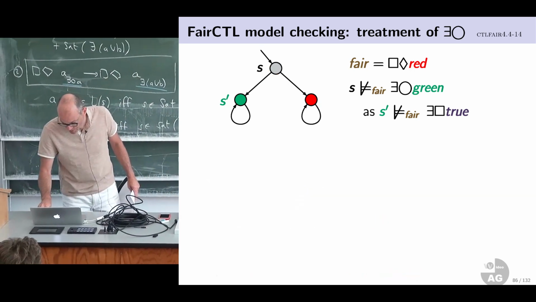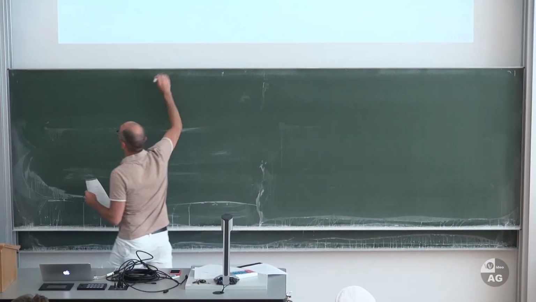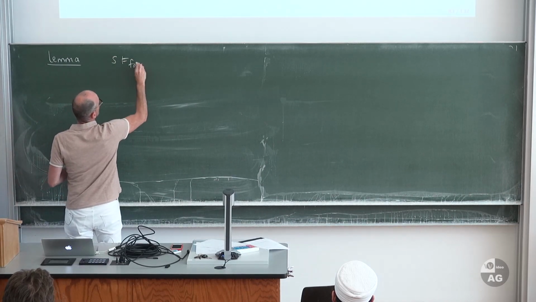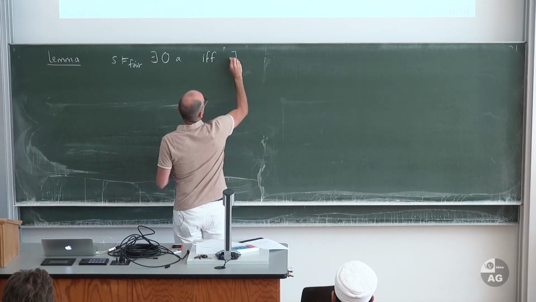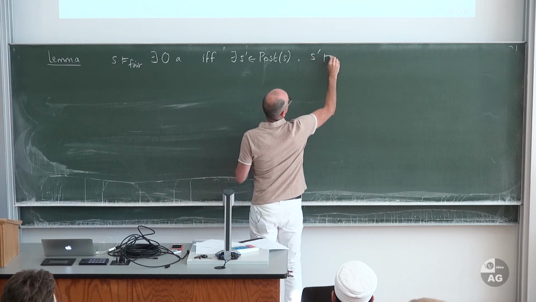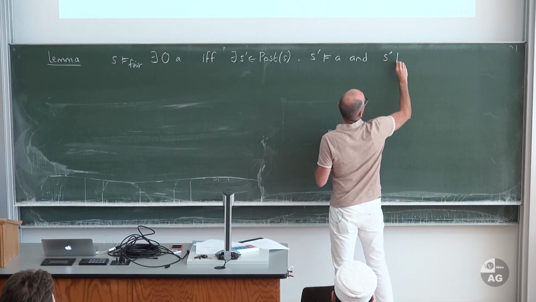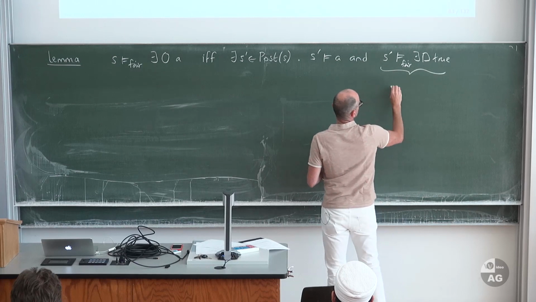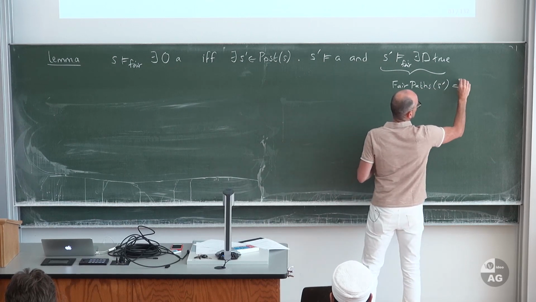Now maybe I make some space. Yeah, I have an empty. So the lemma says the following. I have a state S under fairness assumption existential next B, A, if and only if there exists a direct successor S prime of S such that S prime satisfies A and S prime has at least one fair path. So S prime satisfies existential box true under the fairness assumption. And this is nothing else than saying that the set of paths that are fair starting in S prime is non-empty.